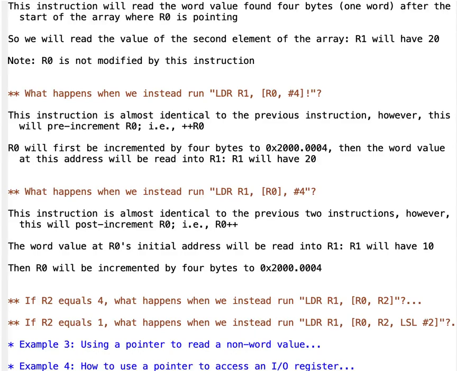So what happens is you will go ahead and do the load. You'll read the word value from the location R0 is pointing to. That's pointing to the beginning of the array. You're going to read the first element. That 10 will go into R1. And then afterwards, R0 is incremented by 4 bytes. So it's 20,000,004 hex at the end. So both of these, the pre-increment and the post-increment, could be useful if you want to modify this pointer in a loop, if you keep on accessing different parts of an array.